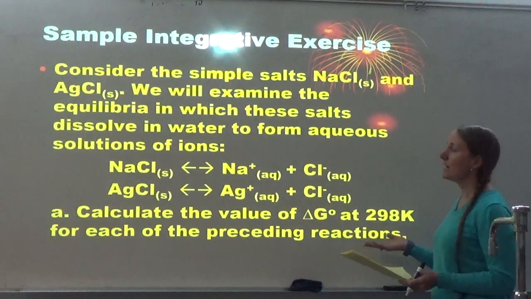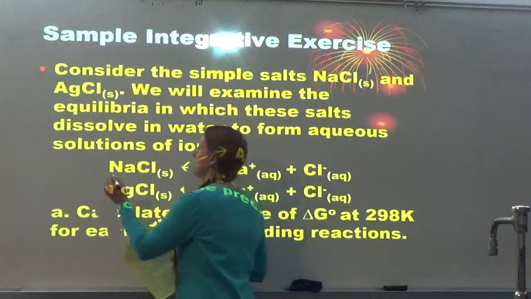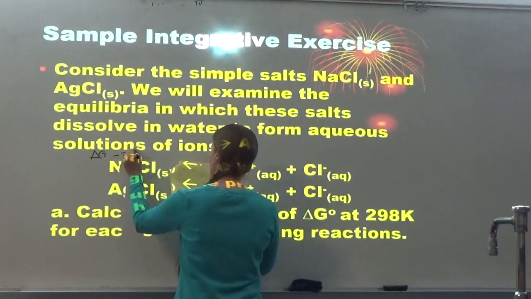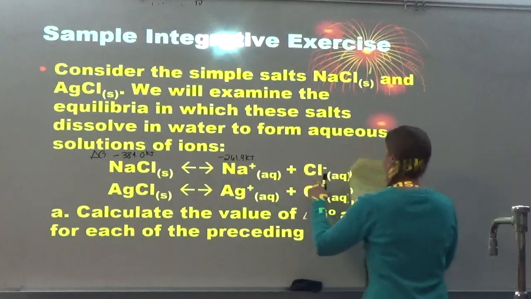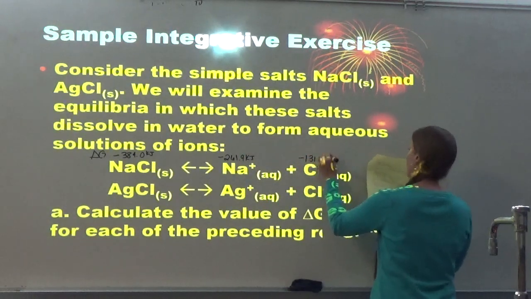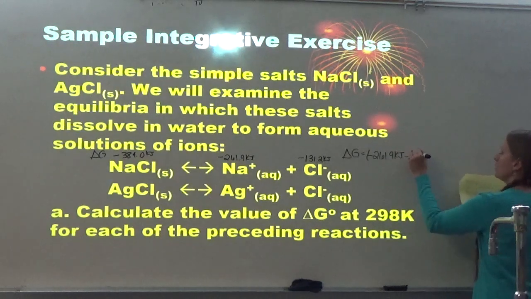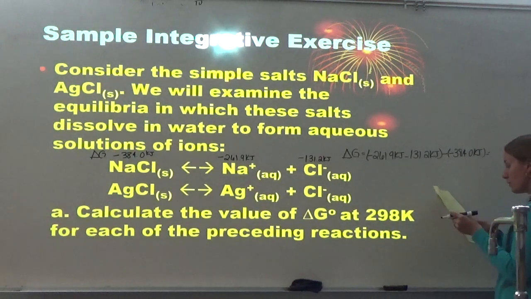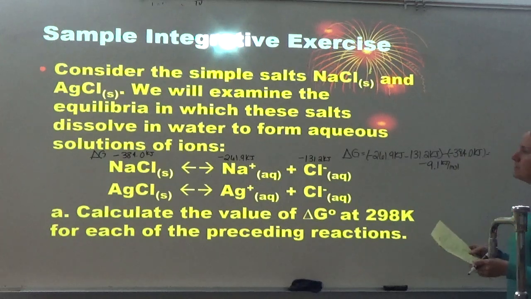For this one, what I did was I just looked up those delta G values in Appendix C. Since they're all 1 to 1, I'm just going to write what I got from Appendix C. For sodium chloride, I had negative 384.0 kilojoules. For the sodium ion, I had negative 261.9 kilojoules. And for the chloride ion, I had negative 131.2 kilojoules. To do delta G, it's just products minus reactants. So I did the negative 261.9 kilojoules minus the 131.2 kilojoules, and then minus the reactants, which is negative 384 kilojoules. And so for delta G for the sodium chloride, I ended up getting negative 9.1 kilojoules per mole.